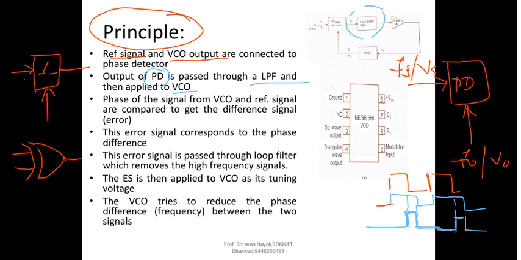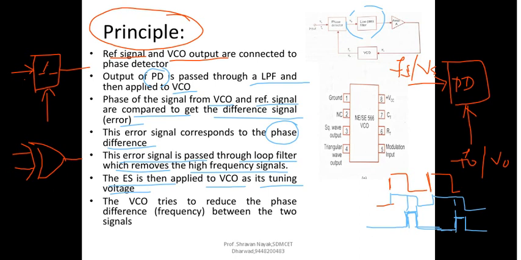What exactly a voltage controlled oscillator does is, the phase of the signal from the VCO and the reference signal are compared to get the difference signal, the error. This error corresponds to the phase difference, and this error signal is passed through the loop filter, which removes the high frequency signals. All these things we have discussed just now. Now the error signal is then applied to the VCO at its tuning voltage. This VCO, voltage controlled oscillator, I will explain more about in our subsequent slide.